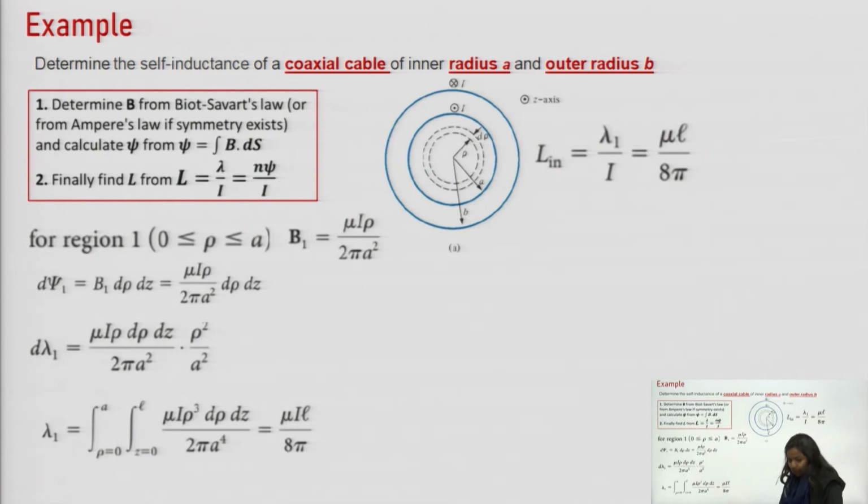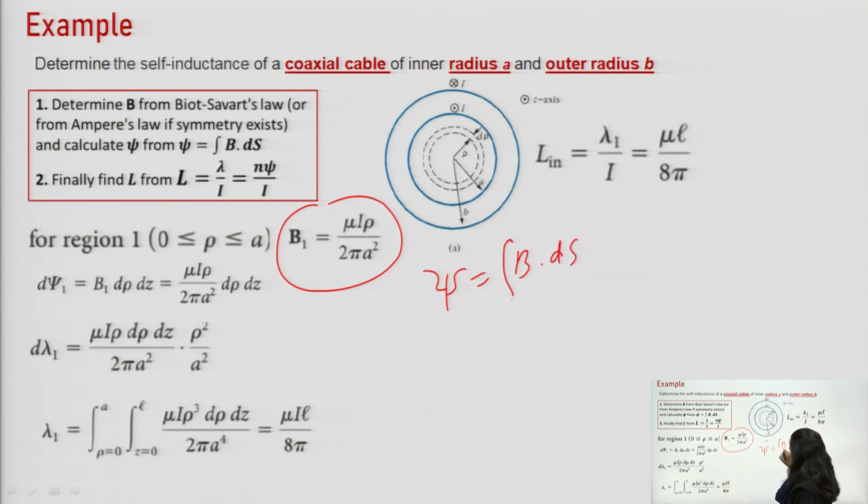Well, so we will apply the formula of inductance for the first region. For the first region, the value of B is this much. So we can find the value of flux by this formula: phi is equal to the integration of B dot ds, or simply B s.